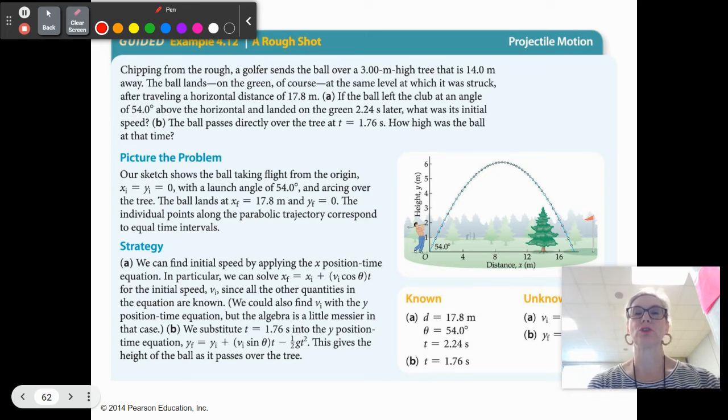And then the ball passes directly over a tree at t equals 1.76 seconds. How high was the ball at that time?